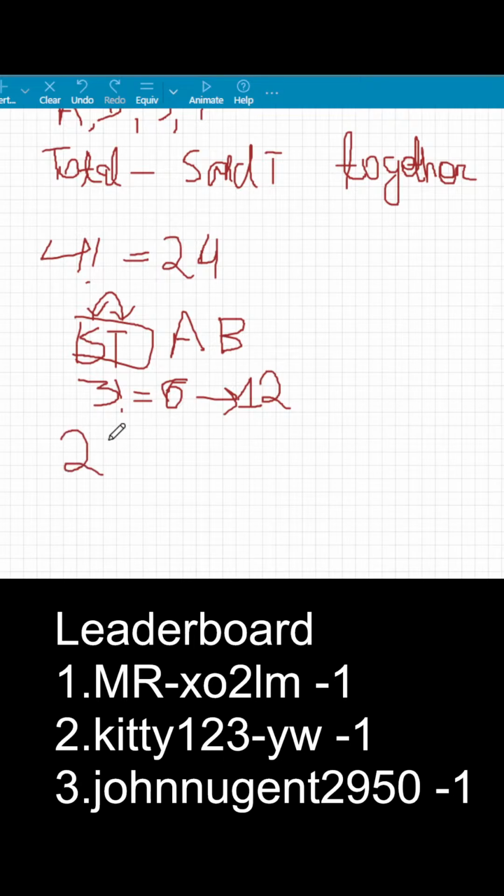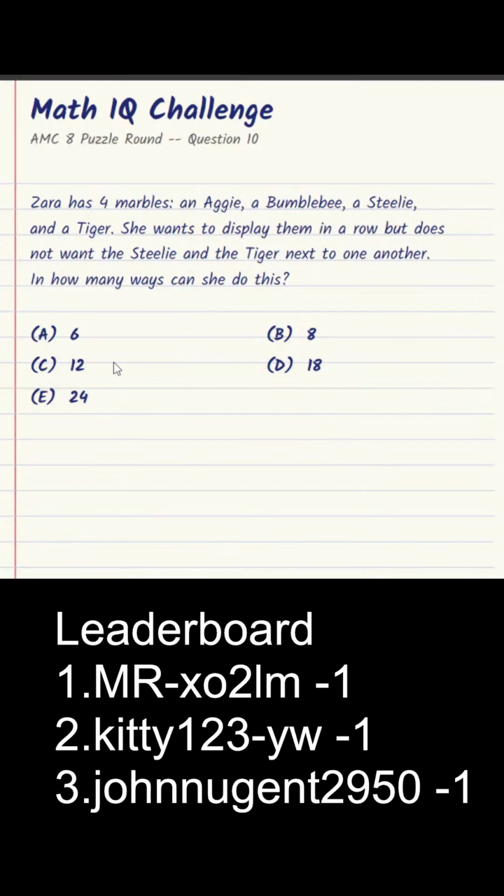Now there are 24 total ways and 12 ways in which S and T are together next to each other. So if we subtract that, we'll get 12. So these are the number of ways in which S and T are not next to each other and the rest of them are arranged. So 12 is the correct answer, that is option C. So C, 12 is the correct one.